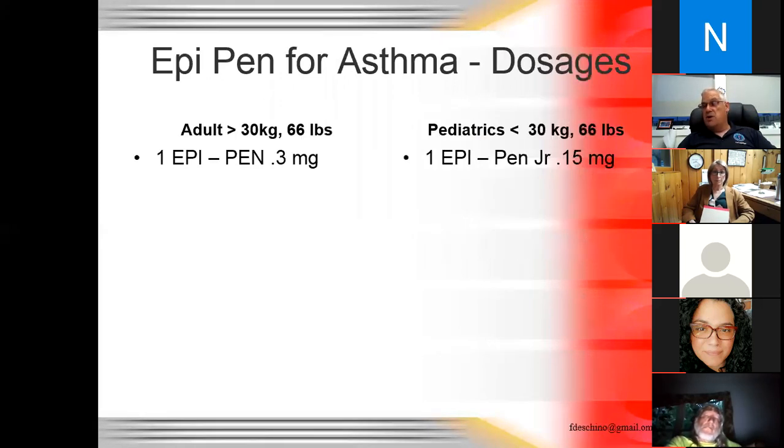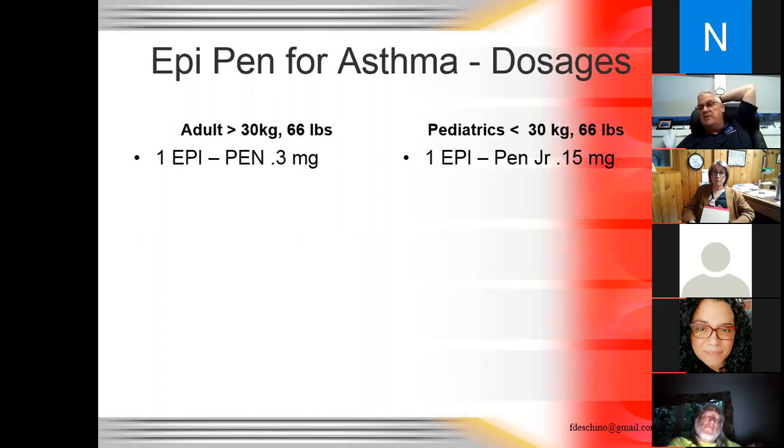So we know that the cutoff between the adult dose and the pediatric dose is weight specific. It's 30 kilograms, which works out to 66 pounds. If that's the case, the adult Epi Pen is 0.3 milligrams. If they're less than that, you get the pediatric, which is 0.15. So 0.3 is actually double the pediatric dose, and the pediatric dose is half the adult dose.